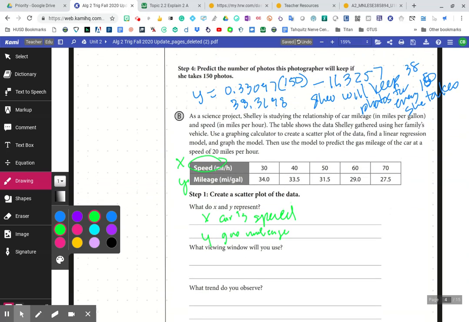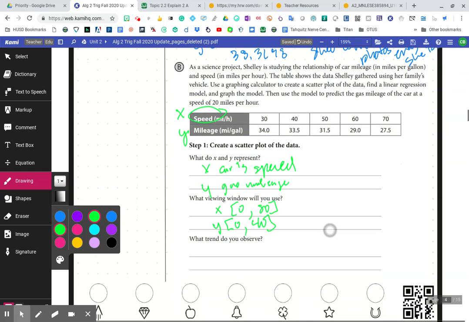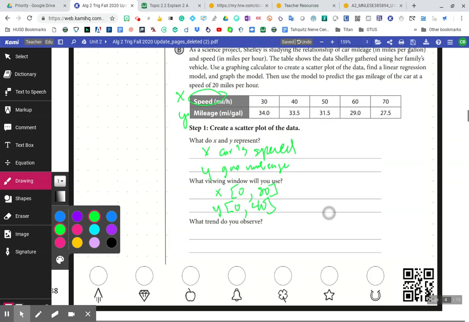Well, if I look at my X's, I would probably go from 0 to maybe 80. So I get that whole domain in there. This is basically the domain. And then I'm probably going to go from 0 all the way to, I don't know, probably about 40 here. And then what trends do you observe?